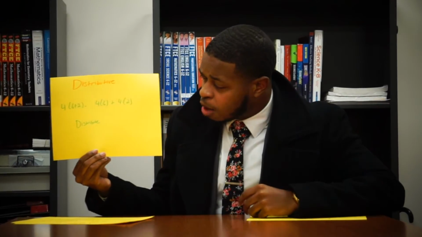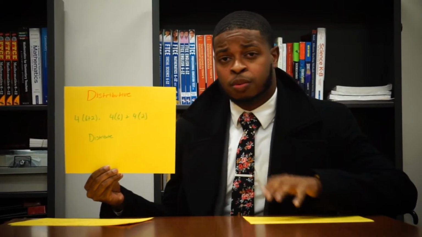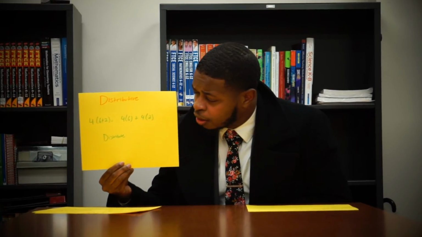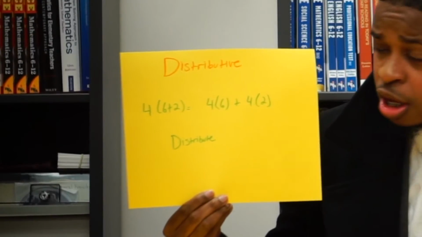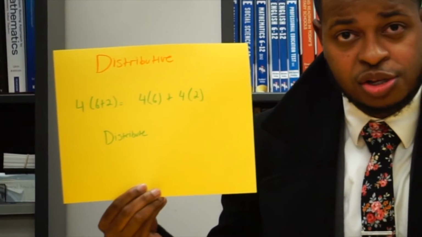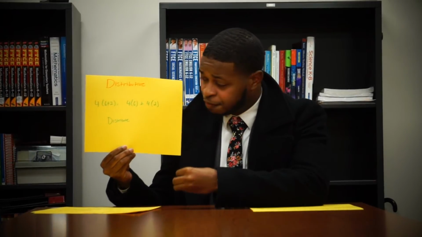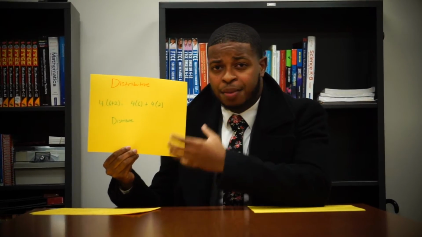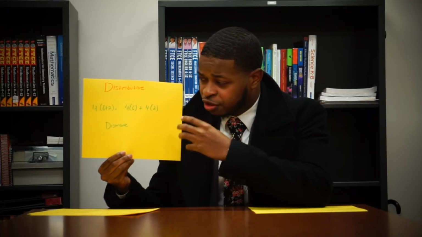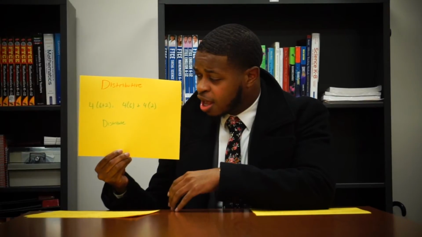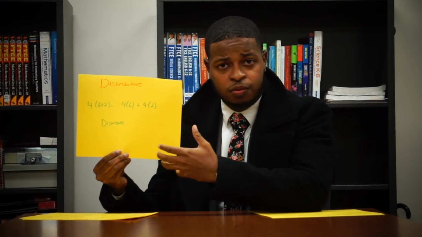Down here, I wrote down just one word that you need to remember for distributive property, and that is to distribute. Now here written out on the right side we have 4 parentheses 6 plus 2. Now if you look towards the left side, we can see how the 4 is being distributed. So you distribute the 4 by pairing the number 4 with the two numbers inside the parentheses to solve the equation. Now we have 4 times 6 plus 4 times 2.